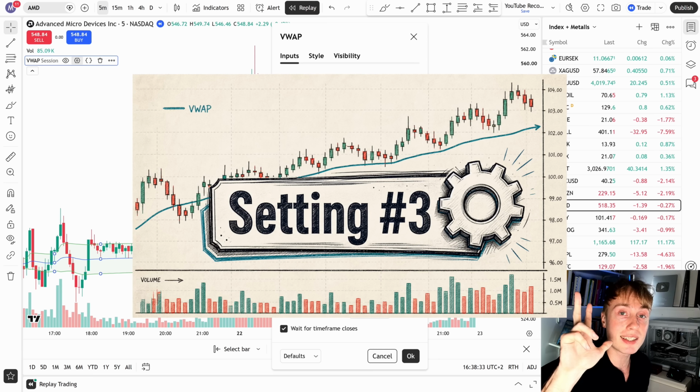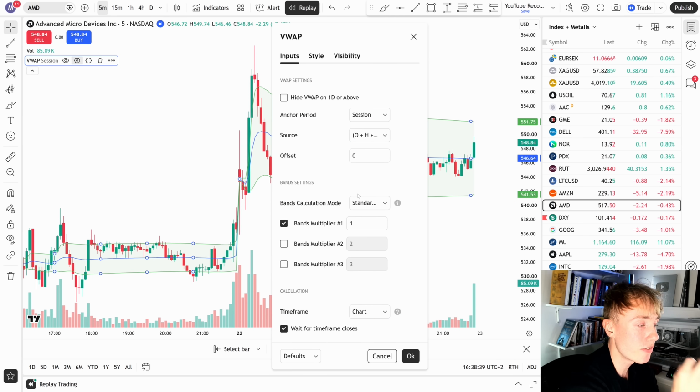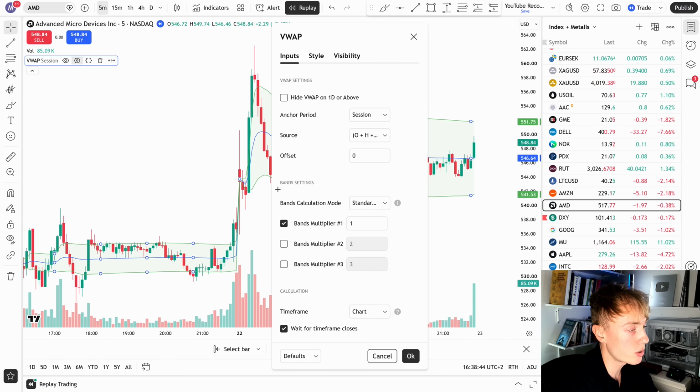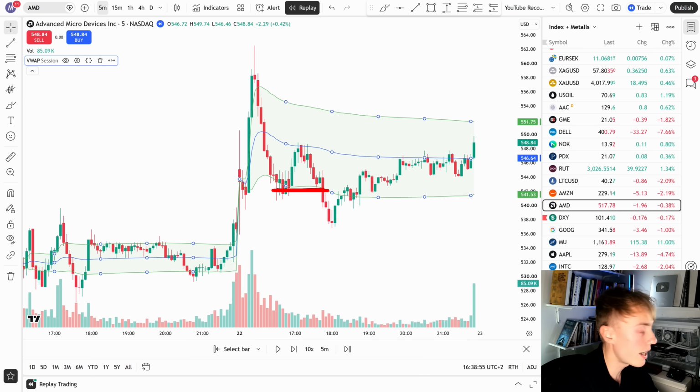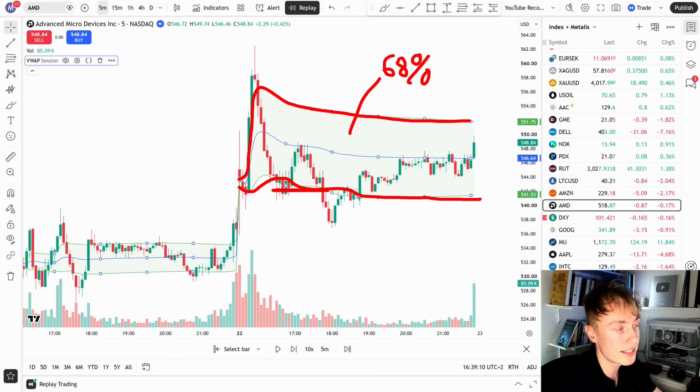But right, so setting number 3 here is to use the VWAP bands, or in other words, the VWAP standard deviations. And to find this setting is super simple. You go down here to band settings. And as you can see here, we have options to enable multiple bands. The standard setting is to just have one band. And as you can see right here, when we have one band, we have one line above the VWAP and one line below. And around 68% of the price action will be within these bands, at least on average.